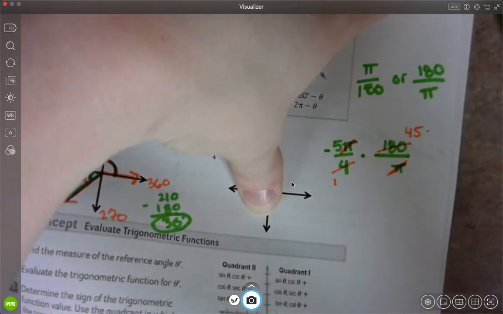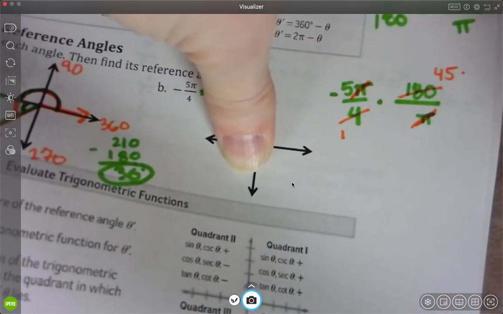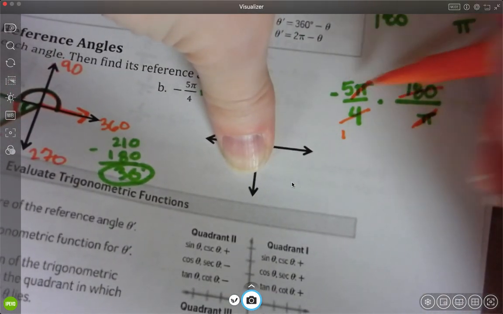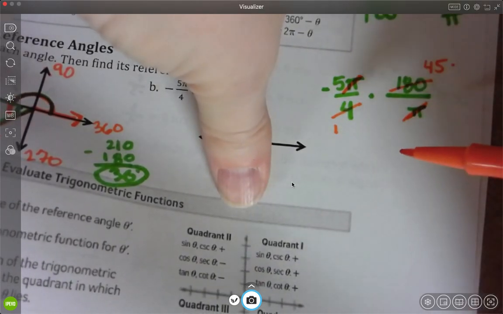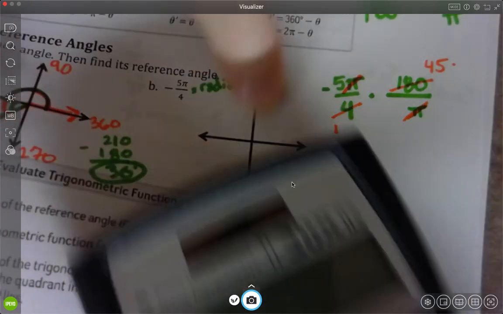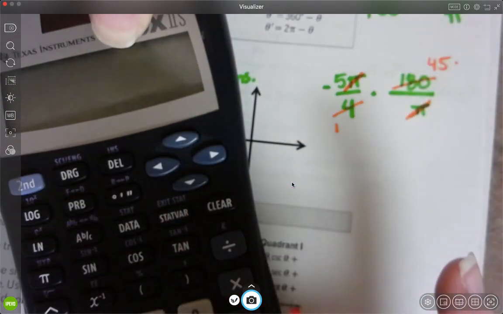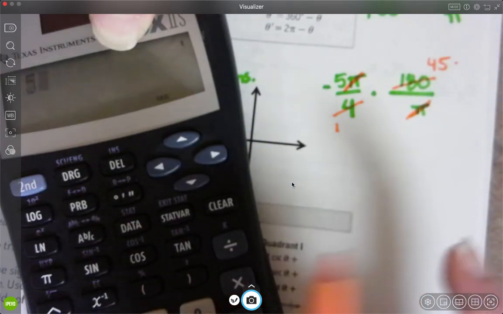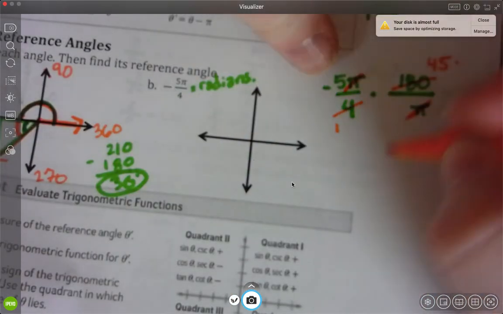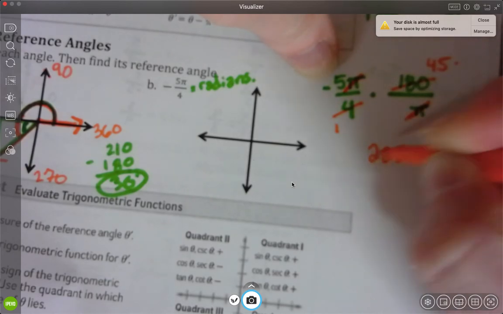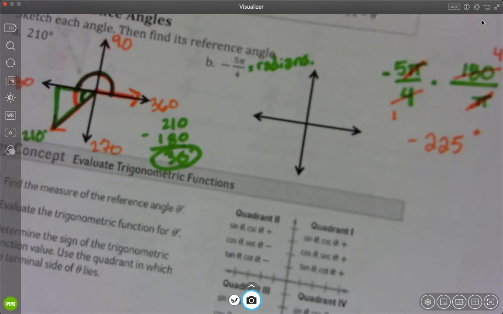So what I want to do then is I have negative 5 on the top times 45, which is going to be, I think, 215. Let me check. 5 times 45. No, 225, not 215. 225 degrees. So I have a negative 225 degree angle. That's what I'm dealing with here.